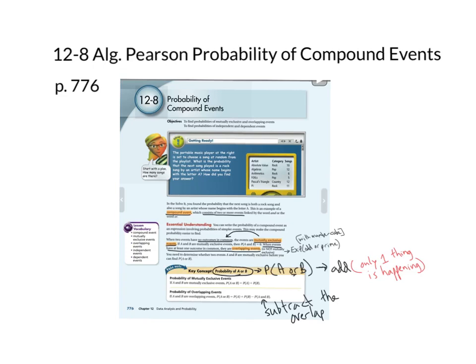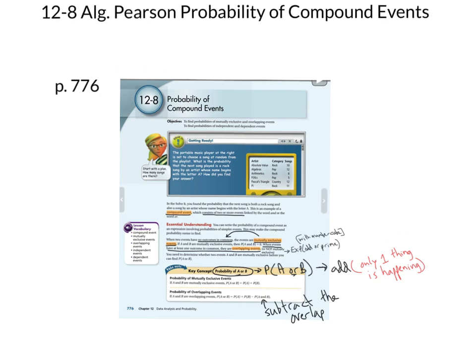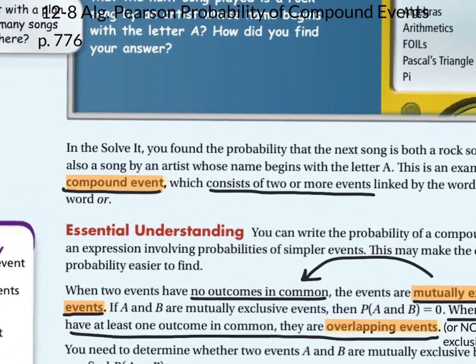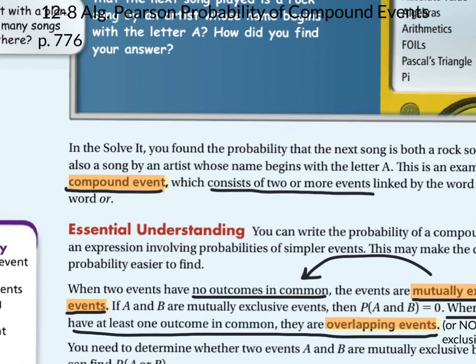Page 776, lesson 12.8 is on probability of compound events. So a compound event consists of two or more events. So if there's at least two things happening, we can call it a compound event.